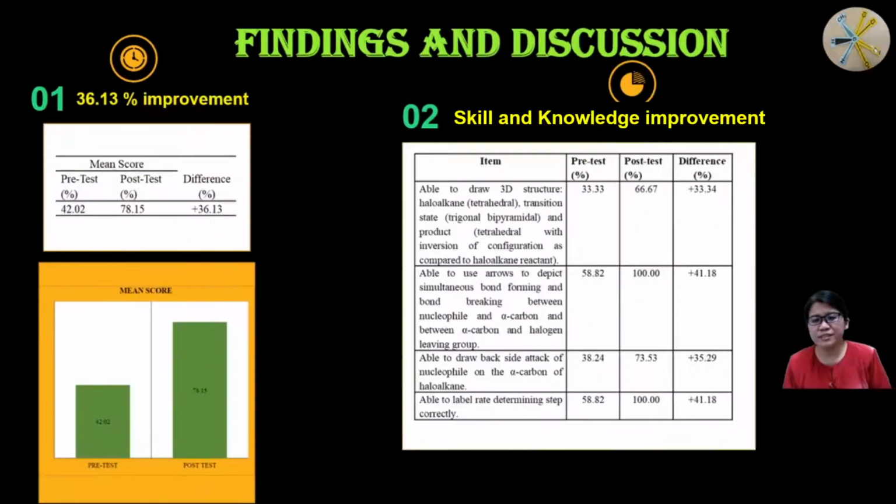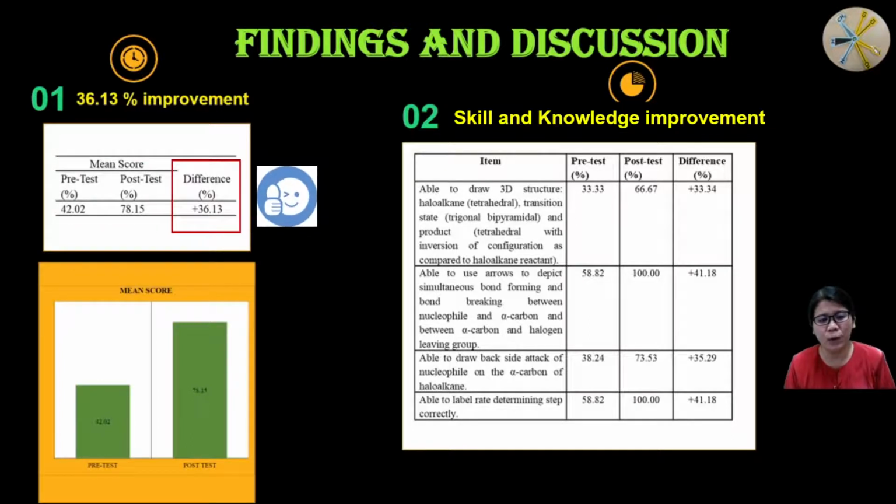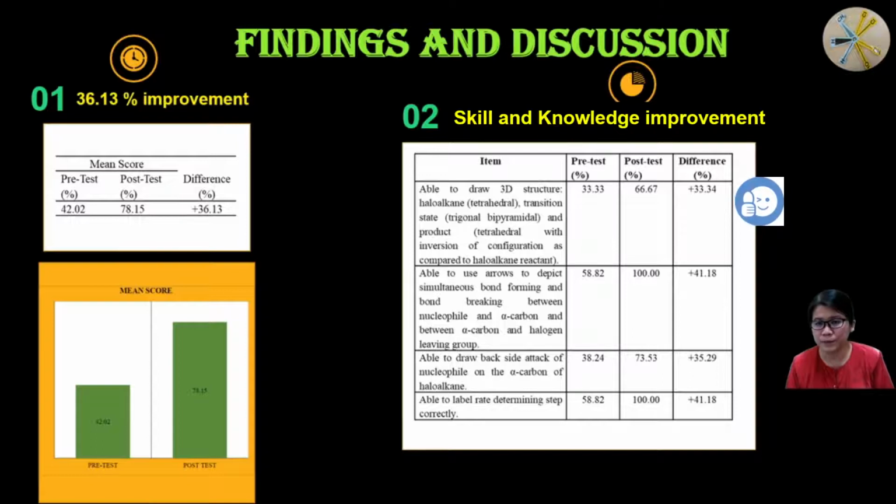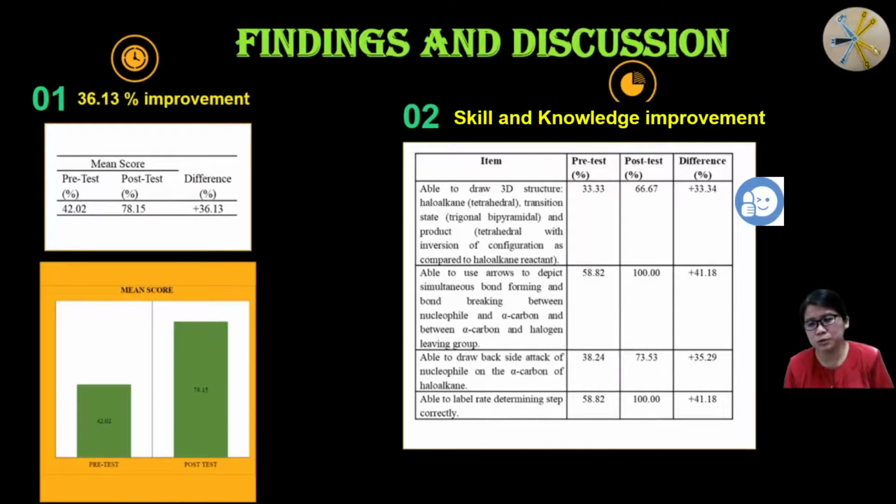The mean scores of the pre-test and post-test indicate an overall positive improvement of student performance in writing the SN2 reaction mechanism by 36.13%. There were positive improvements in each of the items evaluated based on the objectives of the study. First, the ability to draw the 3D structure increased by 33.34%. The ability of students to use arrows to draw the simultaneous bond breaking and bond forming increased by 41.18%.